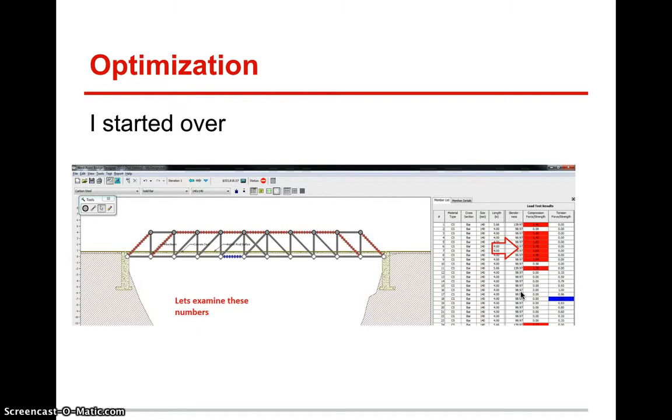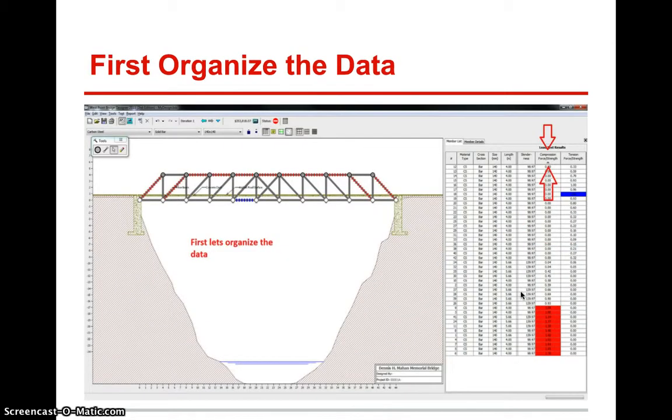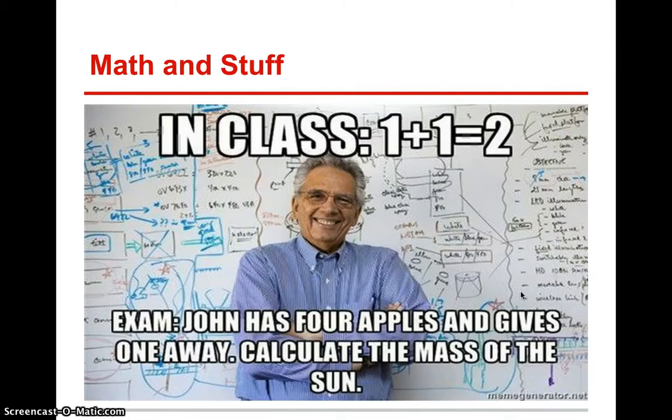All right. Now, one of the ways that I'll help you do this is using the member list load test results. You can see them in red being compression, blue being tension, but we want our compression and tension under 1.0. If you click on the compression force strength or the tension force strength, it will organize them from lowest to highest. All right, so then it'd be easier to work with.